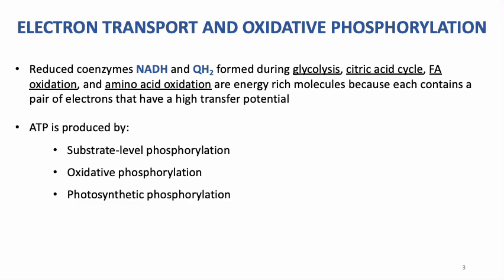Now, these NADH and QH2 are reduced coenzymes that are rich in energy, as you will see in the next slide, and they will be used in the production of ATP. ATP in living cells can be produced by substrate level phosphorylation, as you learned in glycolysis and citric acid cycle, by oxidative phosphorylation, which is the topic of this lecture, and this happens in the inner mitochondrial membrane, as well as in photosynthetic photophosphorylation, which occurs in the thylakoids of the chloroplast. I won't be able to cover the photosynthetic phosphorylation because I don't cover photosynthesis in this course.